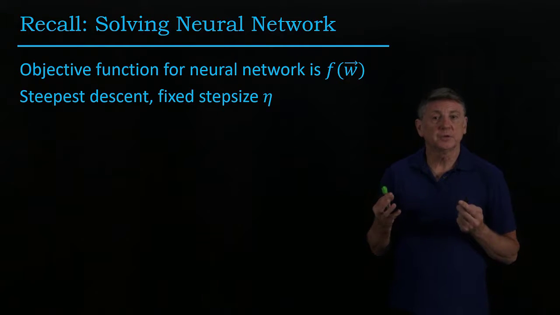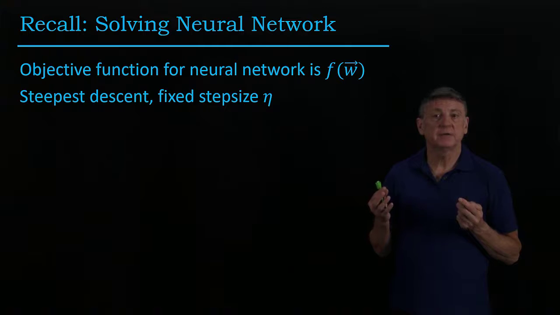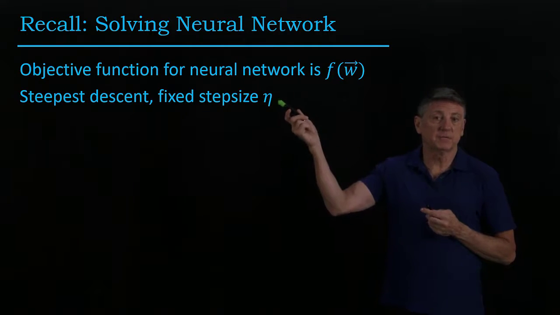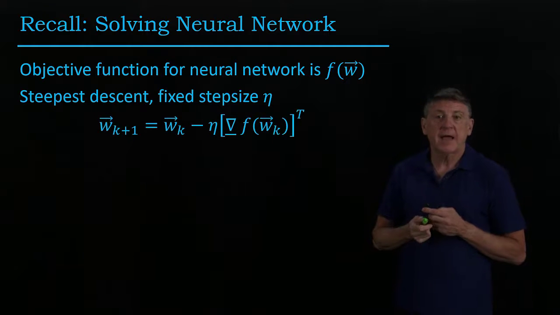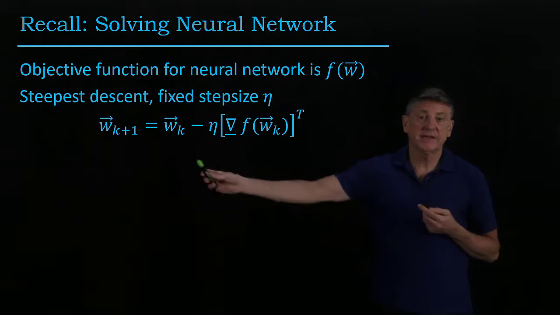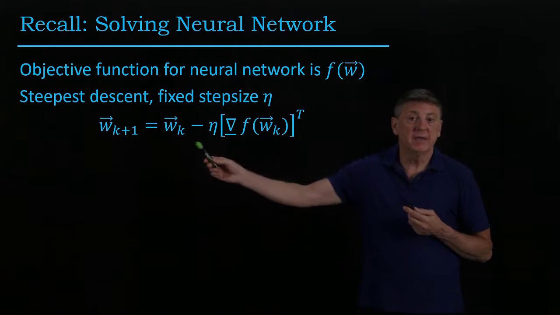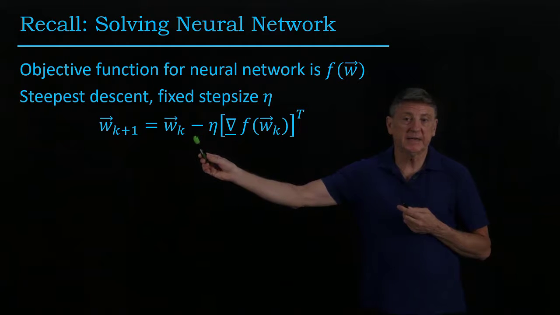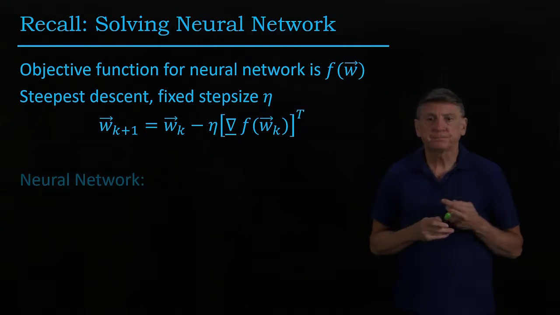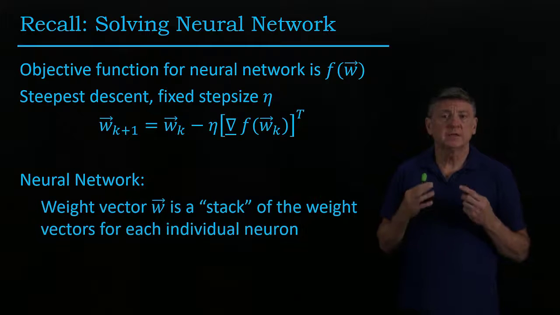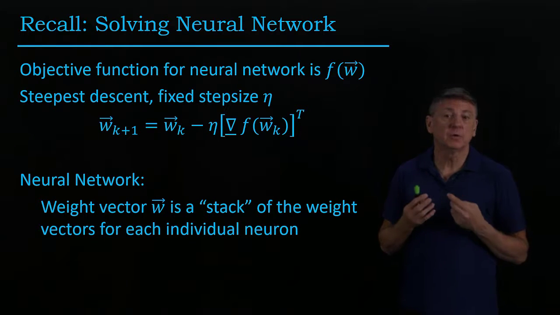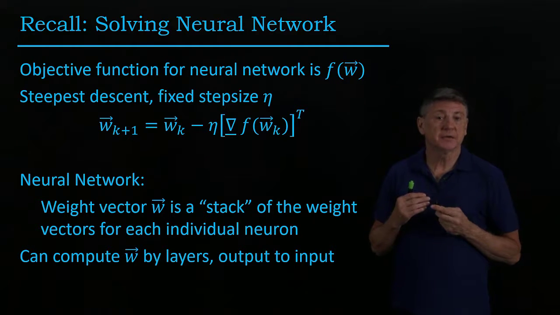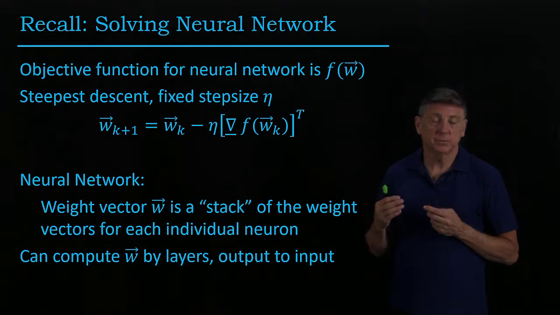And what we do is we solve this objective by using steepest descent with a fixed step size, which in neural networks is often referred to as the learning rate, eta. And the steepest descent is simply we take our current estimate of the minimizer and then we go in the gradient direction, transposed and negated, and we're using a fixed step size. In a neural network, this weight vector W is a stack of all of the weight vectors for each individual neuron, and we can compute this by layers by working from the output to the input.